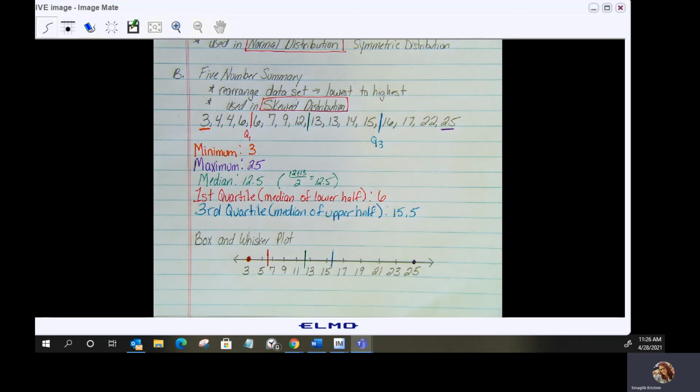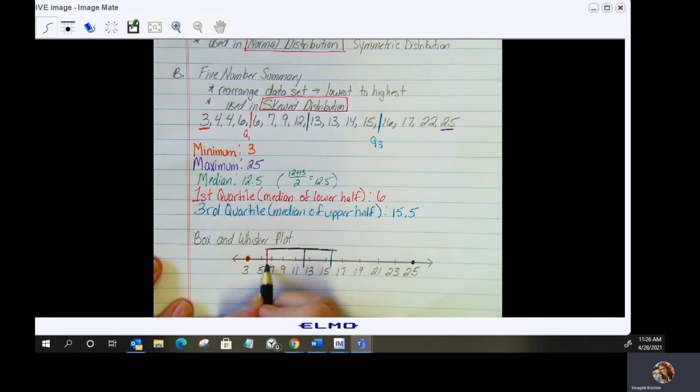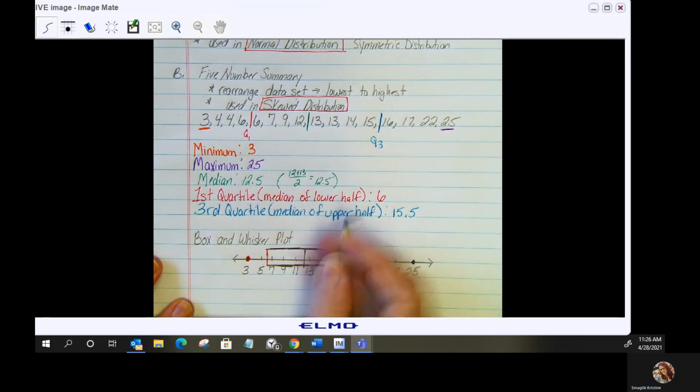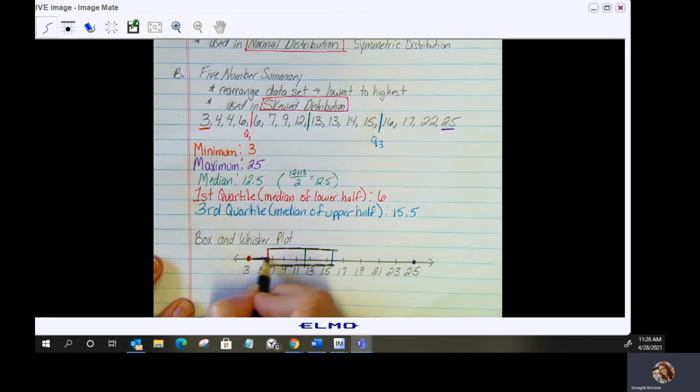And then what I'm going to do is make my box and whiskers. Let me see if I have a black pen. I was not as prepared for this as I should have been. Here, we'll use a pencil. So here's my box. And here's my whiskers.